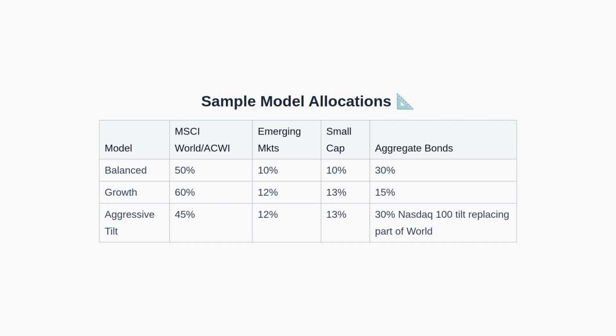reducing bonds to 15%. The aggressive tilt example maintains a sizable bond allocation for stability, but replaces part of the broad global exposure with a 30% tilt to the Nasdaq 100. These are illustrations, not recommendations, and your exact mix should reflect your risk tolerance and constraints.